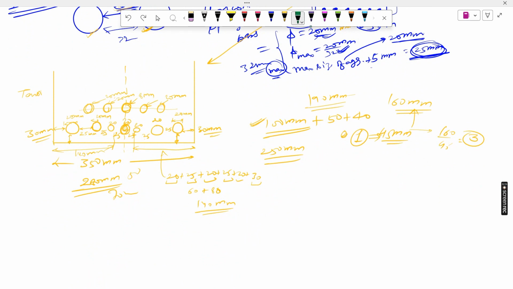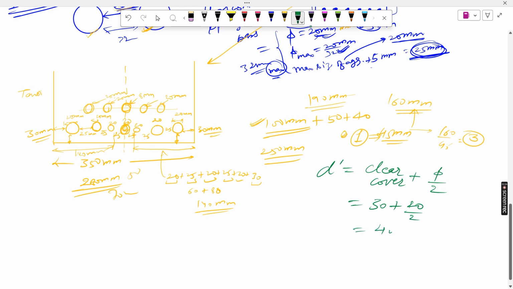You have given this type of arrangement in the tension zone. What is the effect? Because I take the D dash as what? Clear cover plus, sorry, clear cover plus 5 by 2. That is 30 plus 20 by 2. That is our 40 mm. Now, what is your D dash?